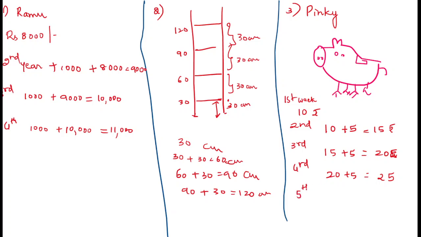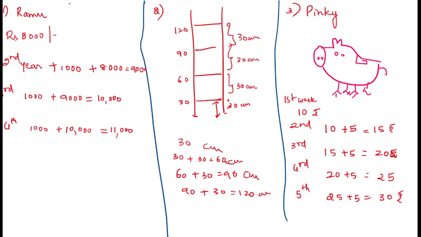Again, fifth week, mom gave 5 rupees. So, 25 plus 5. There is 30 rupees in the piggy bank. So like this she'll continue to give 5 rupees every week. Okay, so these are the examples. Now if you observe all these examples carefully, you can see some pattern is followed here, isn't it?